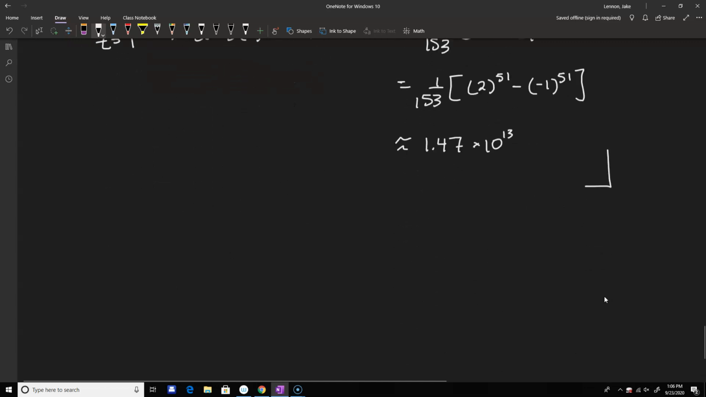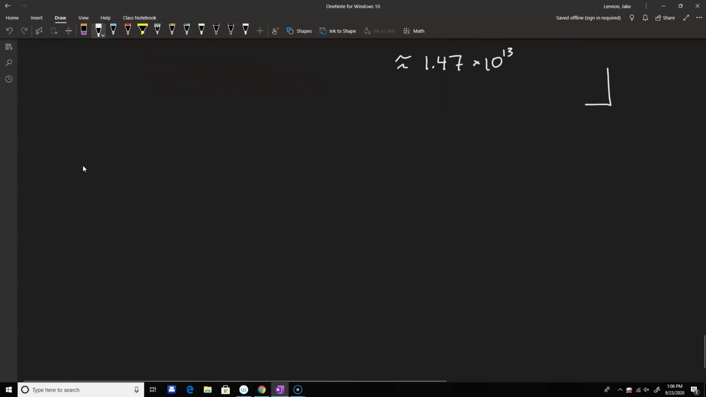Okay, so let's go ahead and do one more. So let's call this part D. We're doing the integral from 0 to 2 of t squared times the square root of 8 minus t cubed times dt.